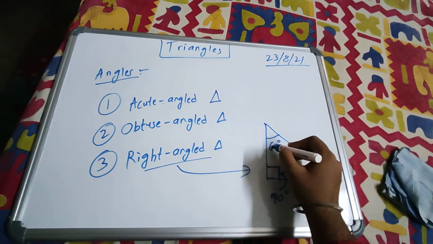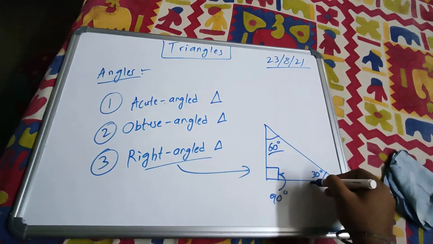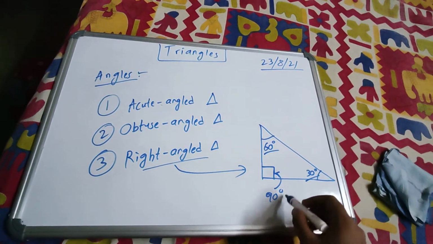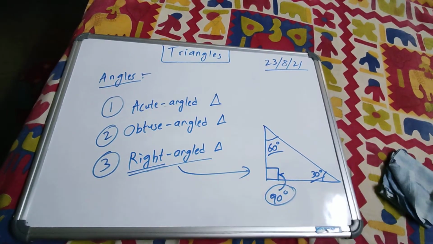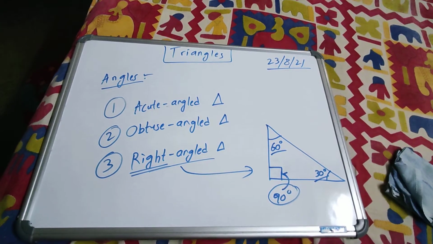See, these are acute angles. 60 is acute, 30 is acute, but 90 is right, so it is named after this angle, that is 90 degrees. That's why it's called a right angle triangle. Clear?